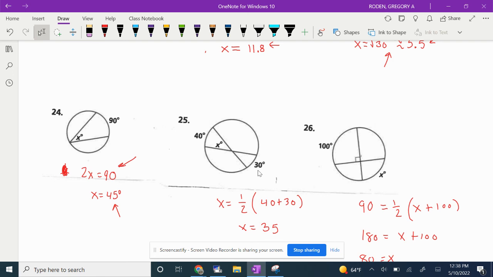Now, when you have an angle inside, when secants intersect on the inside, you add. So now we add the 40 and the 30 and divide by 2. So 70 divided by 2 is 35.